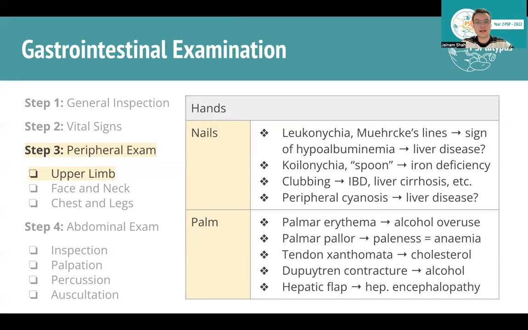So you have them extend their arms out, cock their wrists back to 90 degrees, and then make them hold it there for about 15, 20 seconds. And if you notice that their hand sort of goes like this continuously, that's hepatic flap.